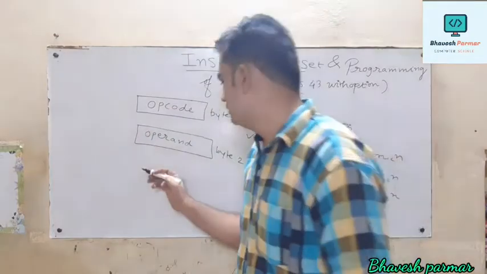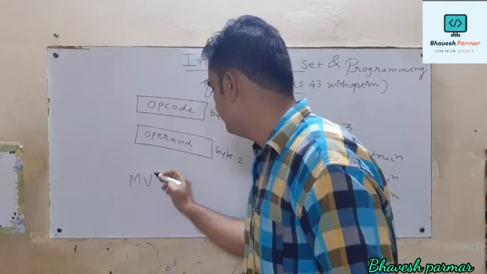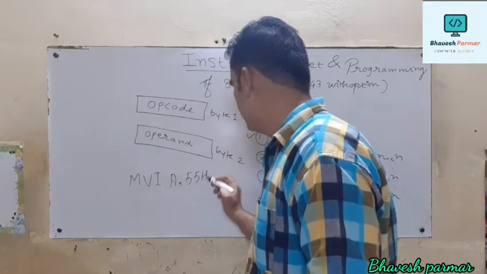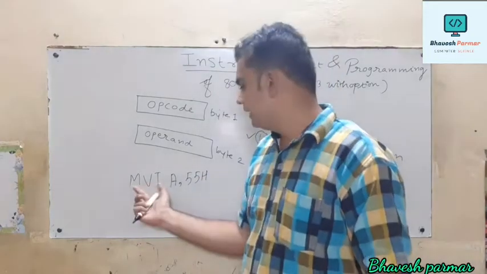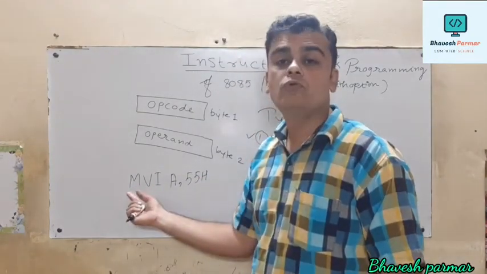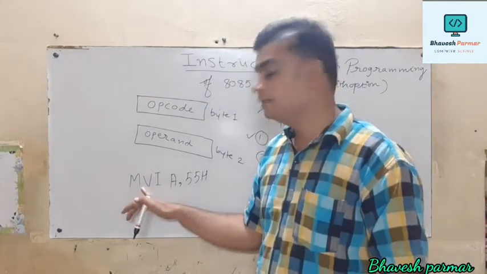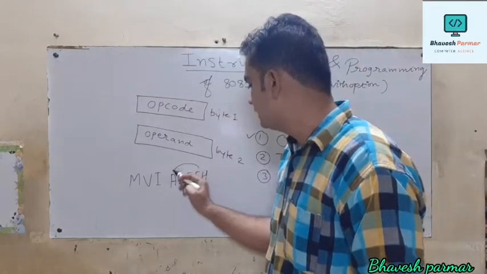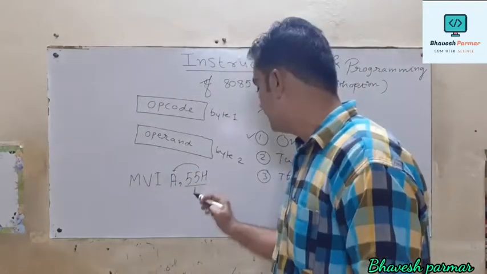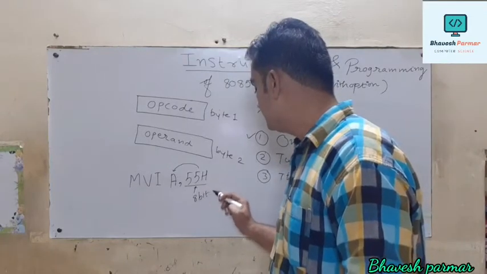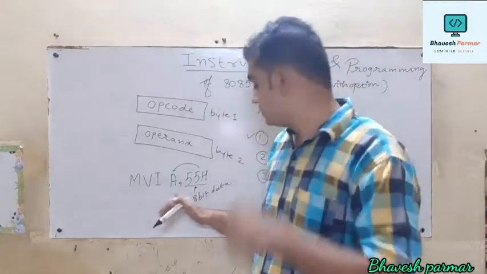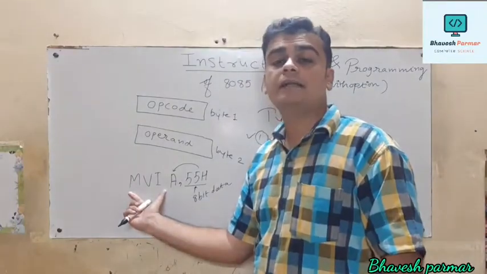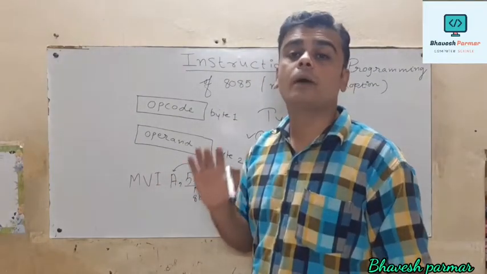So let me show the example. Suppose I write down the example: MVI A, 55H. What is the meaning of this instruction? MVI means move immediate. What data are we moving? The data 55 we are going to move into A. So this value gets stored in register A. This 55 is nothing but my 8-bit data. So why is it a 2 byte instruction? Because this 55 requires a separate 8-bit memory and this opcode requires a separate 8-bit memory. That's why it is called a 2 byte instruction.